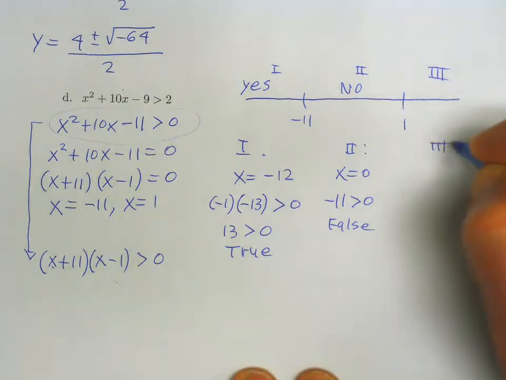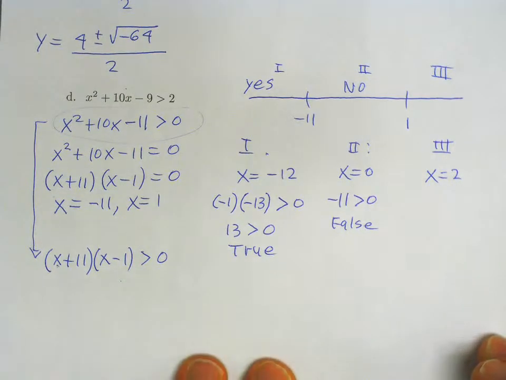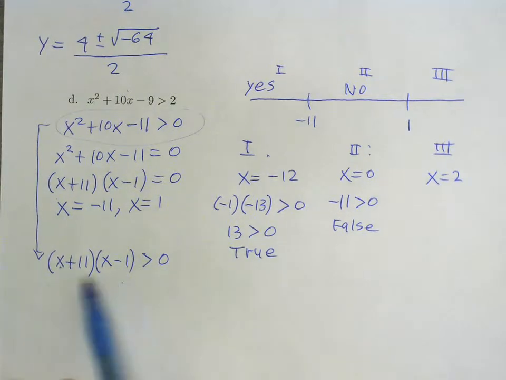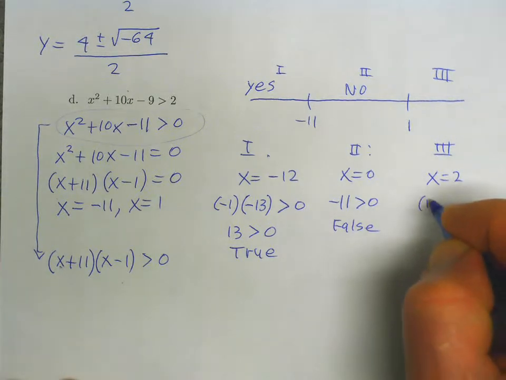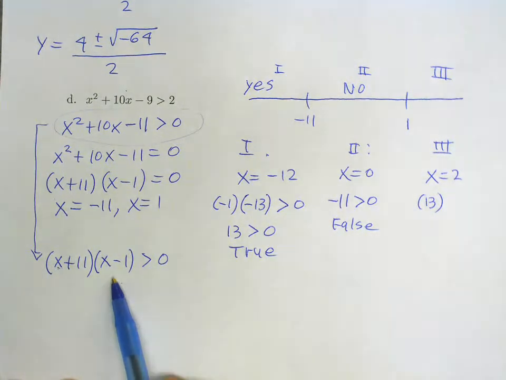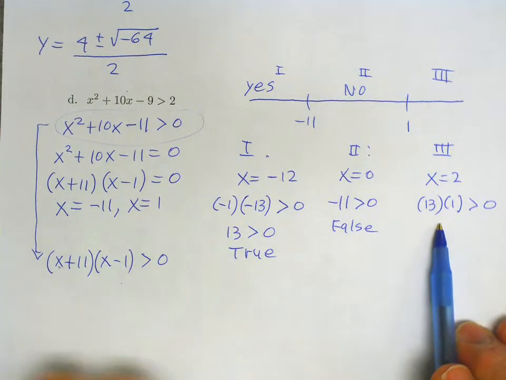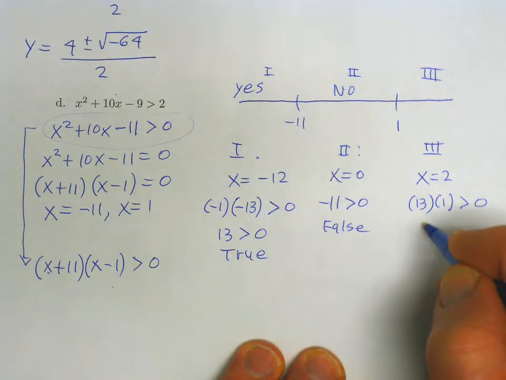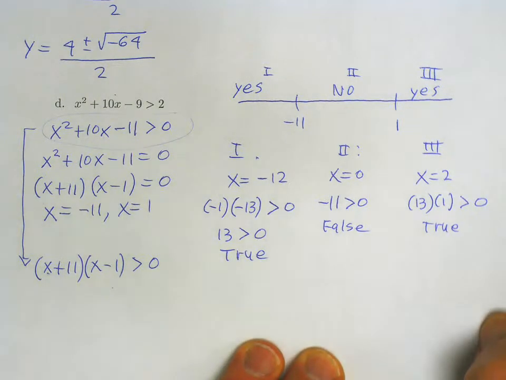And then in the third interval, we can pick x to be 2. And then the factored form might be more convenient again. So replace every x with 2. On the left factor, 2 plus 11 is 13. 2 minus 1 is 1. Greater than 0. This is obviously true. 13 times 1 is 13, and 13 greater than 0 is true. So all of the numbers from 1 to infinity are solutions.